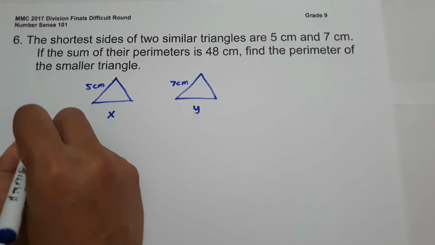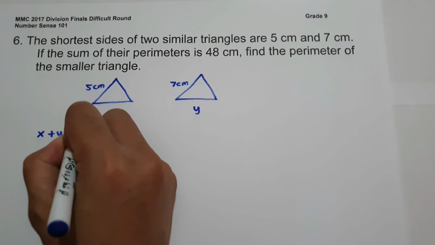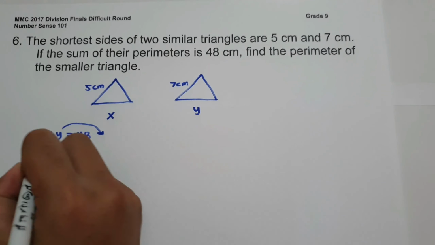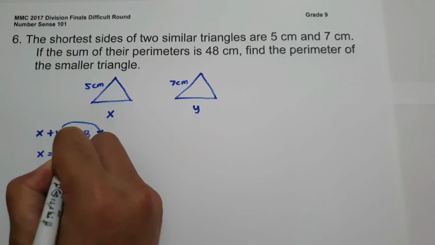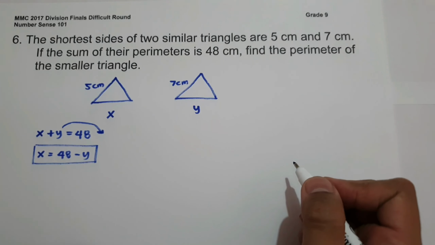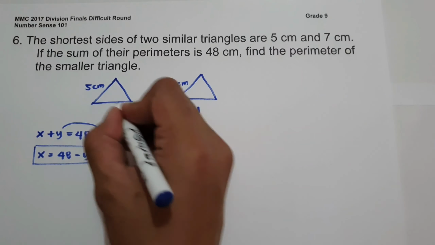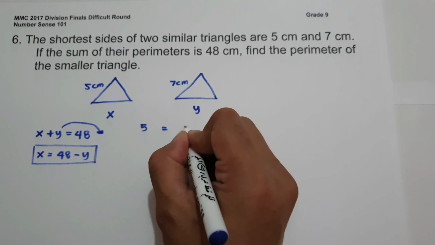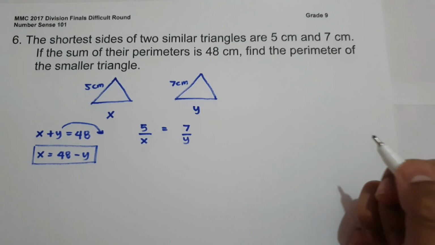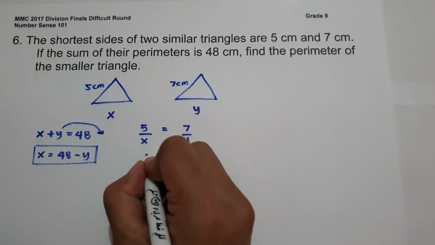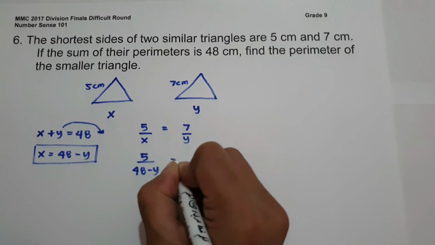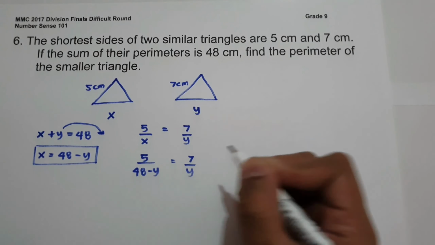So in our given, the sum of their perimeters is 48. So we are going to have x plus y equals 48. And let us move y to the side of 48. It will give us x equals 48 minus y. So this will be the value of x. And let us have a similarity. Let us have 5, which is corresponding to 7. And then let us have x, which is corresponding to y. So let us substitute the value of x. Let us have 5 over x, that is 48 minus y, equals 7 over y.